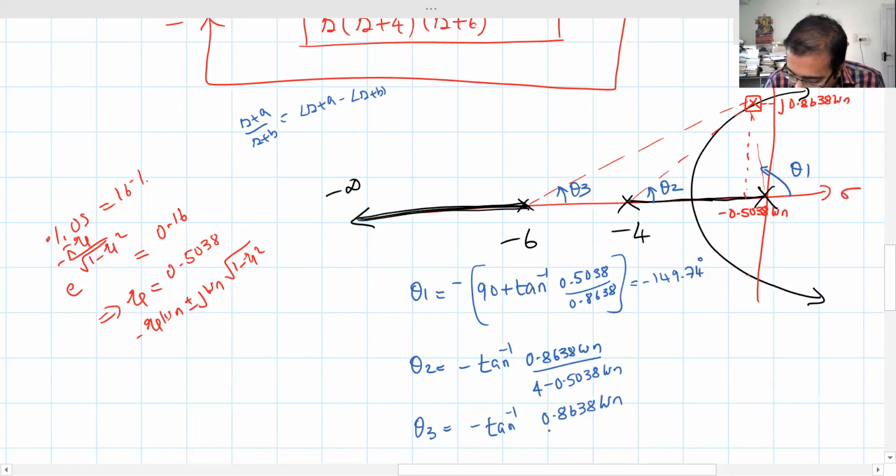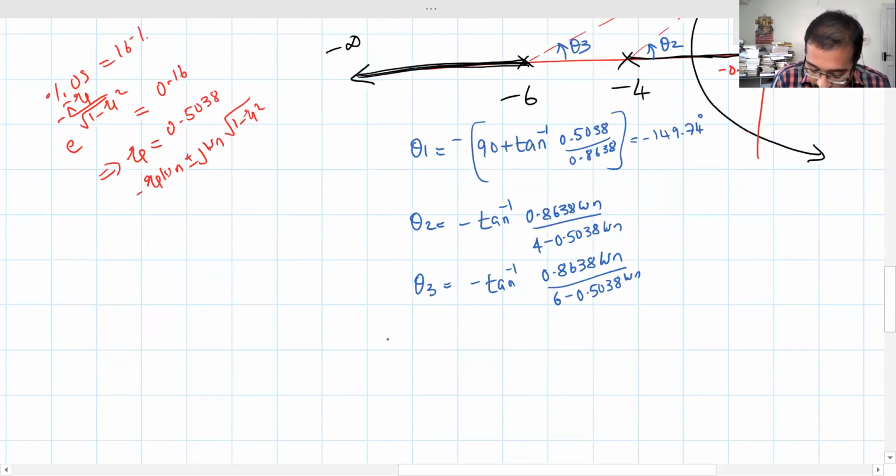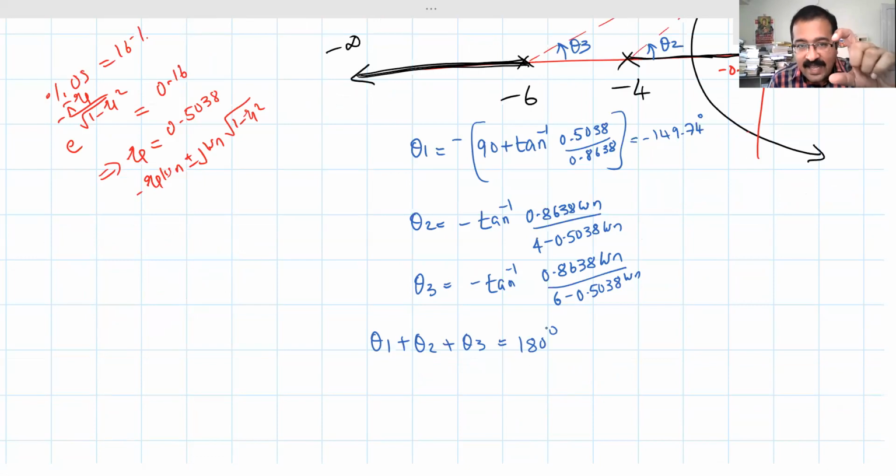0.8638 omega n divided by adjacent side. How much is the adjacent side? 6 minus 0.5038 omega n. Okay. So the sum of these angles at the dominant pole has to be 180 plus or minus 180. So theta 1 plus theta 2 plus theta 3 must be equal to 180 degrees. Then only it can be on the root locus, because that's the condition which comes from the angle condition. The net angle at the root locus point has to be 180 degrees.